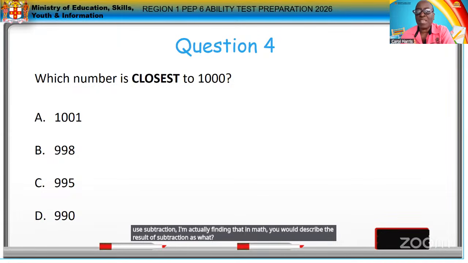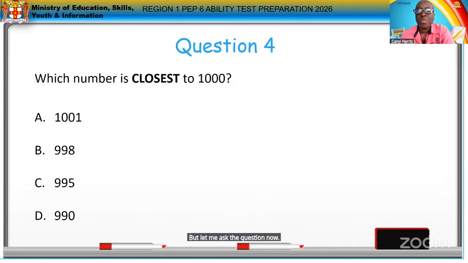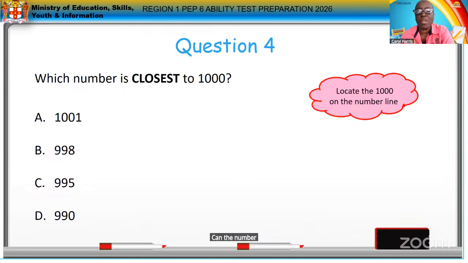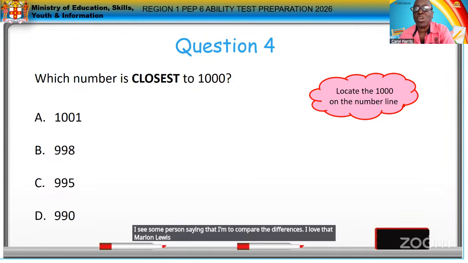So let me ask a question now. Can a number be closer to another number if it is greater than the number? Is it possible? I see someone saying I'm to compare the differences. I love that, Marlon Lewis. You raise that matter. I'm to compare the differences, and that's going to give me an idea of which one is closer.